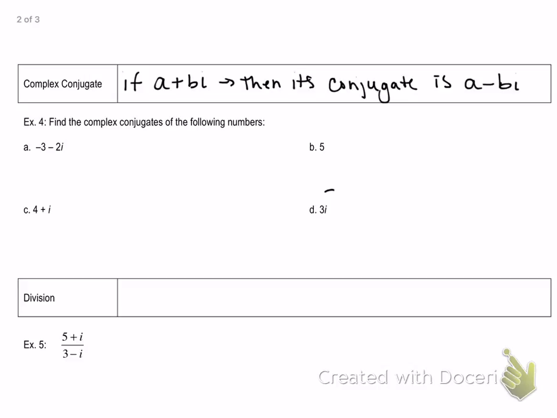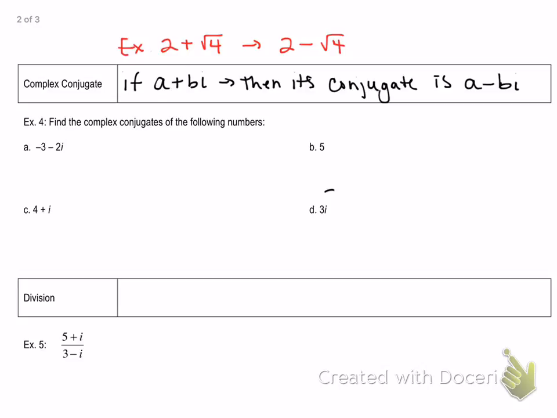So similar to when we did radicals, something that you may be familiar with is something like 2 plus root 4. And when we had that on the denominator, the conjugate of this was 2 minus root 4. Okay, so this is very similar to that. So all you do is change the sign in the middle. And we're going to use this complex conjugate to be able to divide two complex numbers.